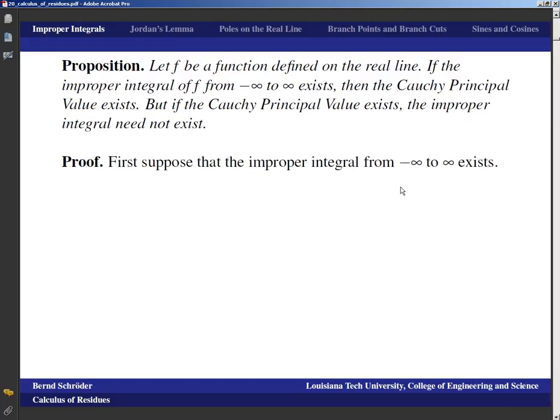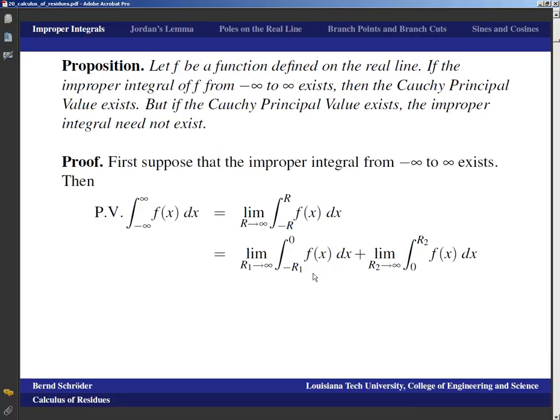Well, first suppose that the improper integral from negative infinity to infinity exists. Then the principal value is the limit as r goes to infinity of the integral from negative r to r of f of x dx. And that, of course, because these individual limits exist, can be broken up into the limit as r1 goes to infinity of the integral from negative r1 to 0 of f of x dx, plus the limit as r2 goes to infinity of the integral from 0 to r2 of f of x dx. And that would be the improper integral from negative infinity to infinity of f of x dx.